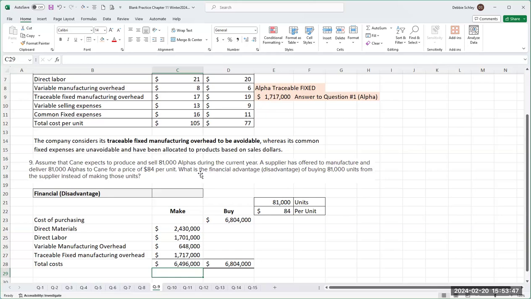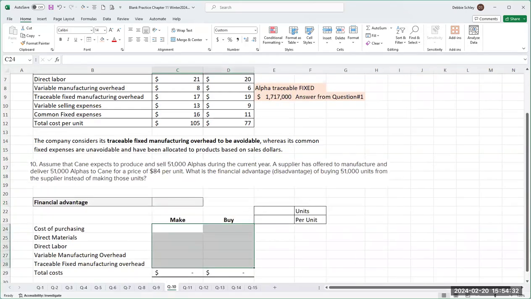What did they ask? What is the financial advantage or disadvantage of buying 81,000 units from the supplier? So I'm going to take the buy minus the make. And it costs me more to buy. So that is a disadvantage. And again, for these problems, you don't need to put in a negative when it's a disadvantage. It's labeled a disadvantage. There are other questions throughout this semester that are not so, but for this one, it is.